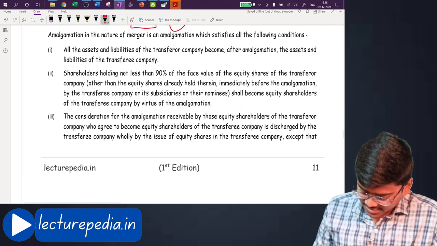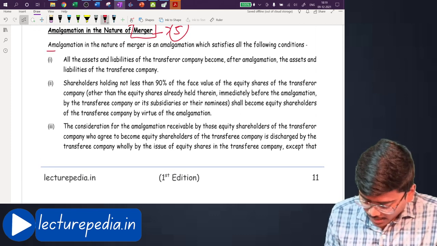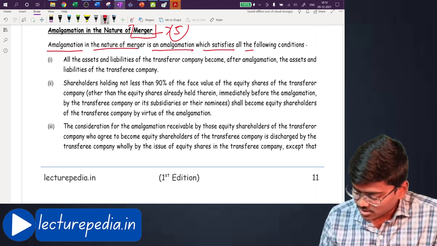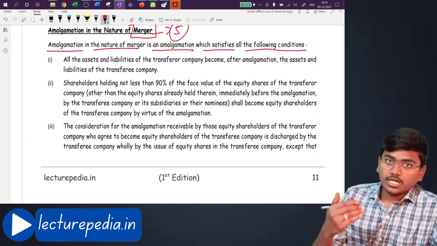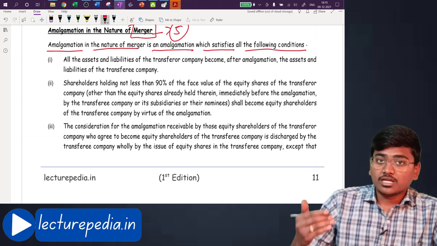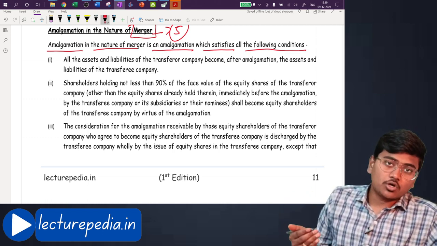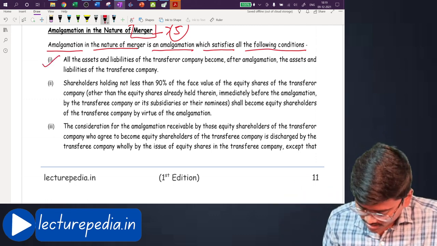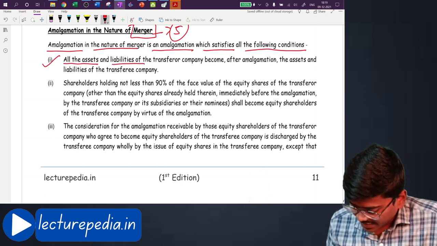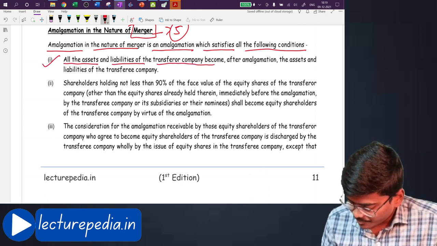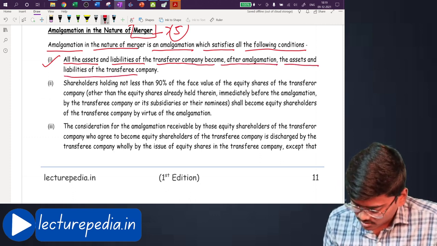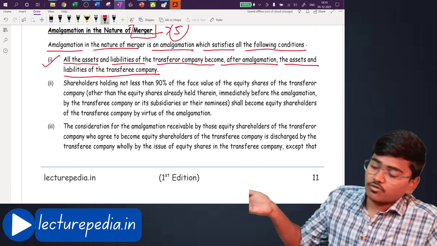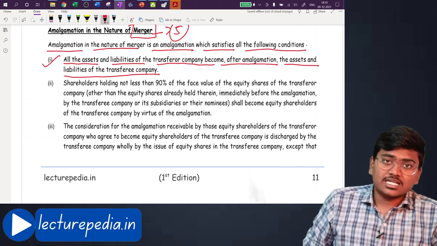However, we'll read these points once again. Amalgamation in the nature of merger is an amalgamation which satisfies all the following conditions. If any type of amalgamation satisfies all these 5 points, then it will be called amalgamation in the nature of merger. Otherwise it would be amalgamation in the nature of purchase. The first point is, all the assets and liabilities of the transferor company become, after the amalgamation, assets and liabilities of the transferee company. There is nothing to explain, it is easily understandable. All the assets and liabilities of the transferor company must become the assets and liabilities of the transferee company.